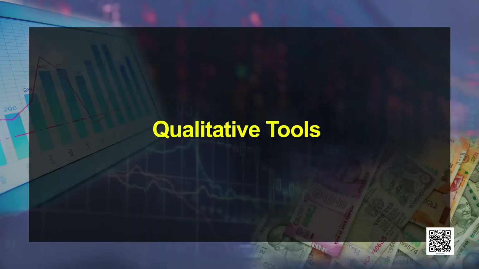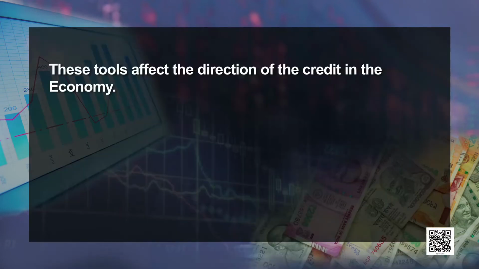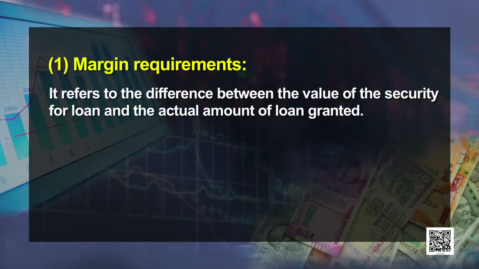This was all about quantitative tools, under which we discussed bank rate, liquidity adjustment facility, under which we discussed repo rate and reverse repo rate, margin requirement, legal reserve ratio, under which we studied statutory liquidity ratio and cash reserve ratio. So the next type of tools are qualitative tools. Unlike quantitative tools, these tools affect the direction of the credit in the economy. Under these tools, we'll be studying, first of all, margin requirement.